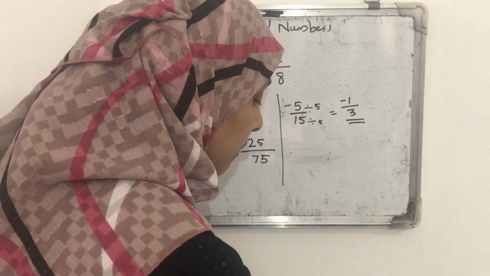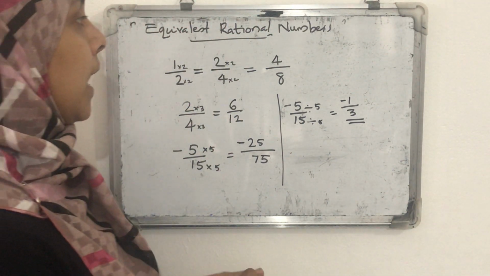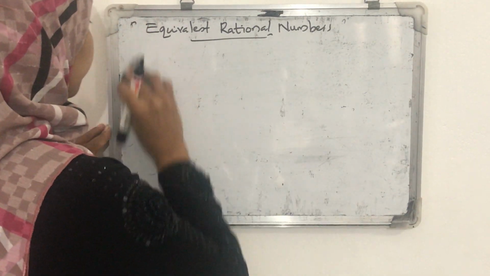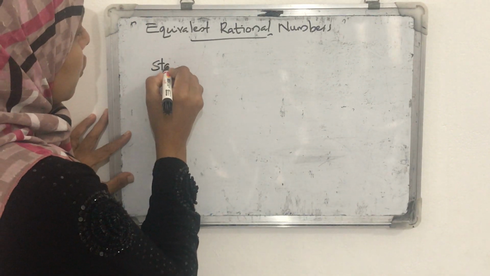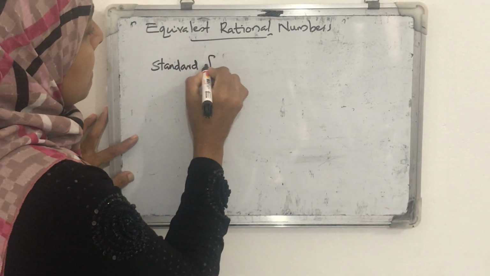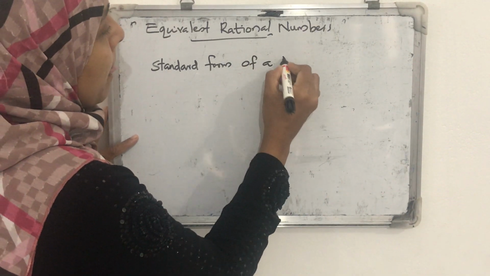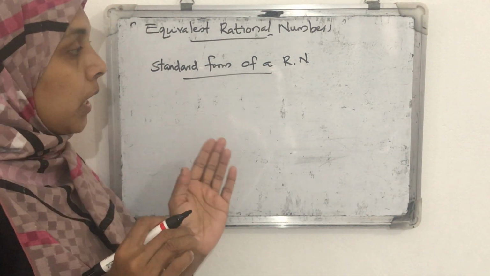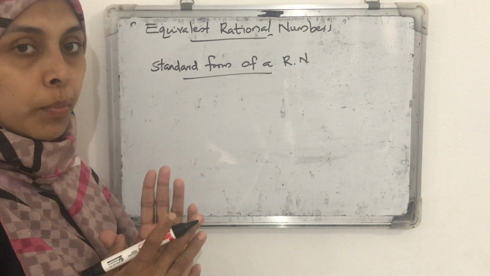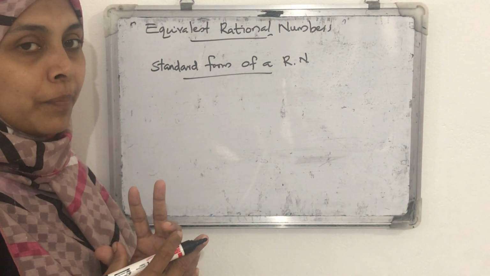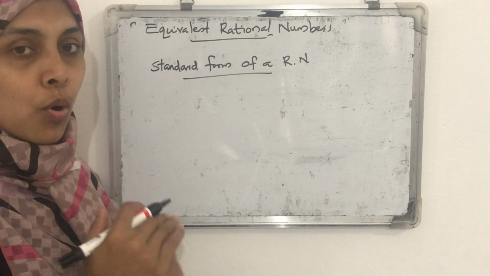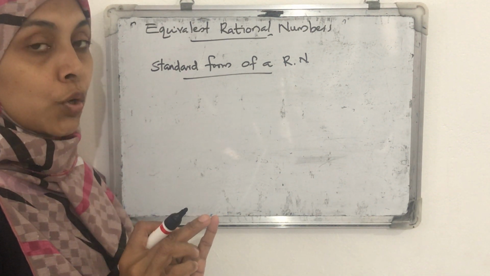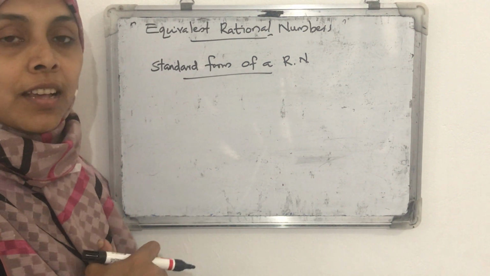Now one more thing. What is the standard form of a rational number? That also we can discuss today. Standard form of a rational number means that both numerator and denominator should be co-prime. What is meant by co-prime? Co-prime means that two numbers have no common factors other than 1. And one more condition, that the denominator should be positive. Such rationals are called standard form.